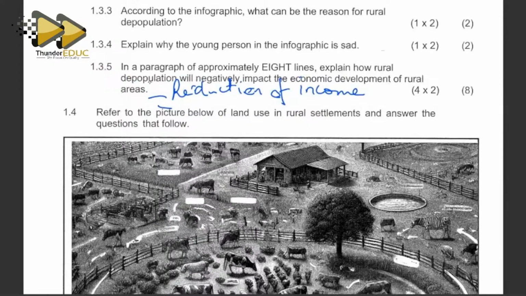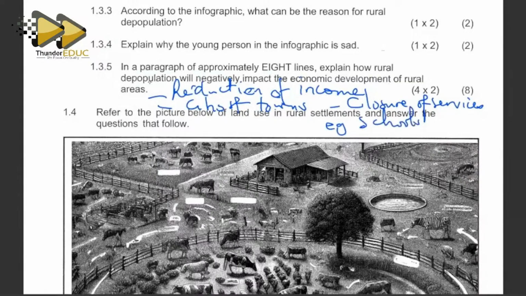Then we can also look at the development of ghost towns. The economy will be featured with ghost towns, abandoned buildings as people move away from rural areas. And also we can talk of closure of services. For example, you can look at schools or clinics or shops.